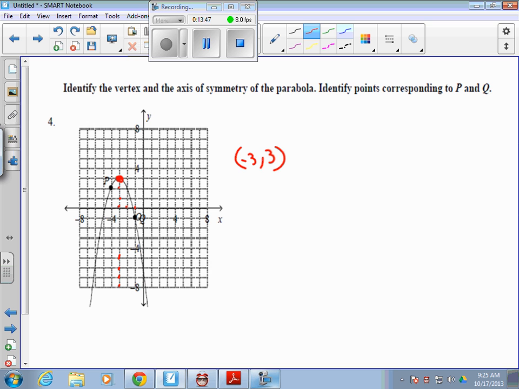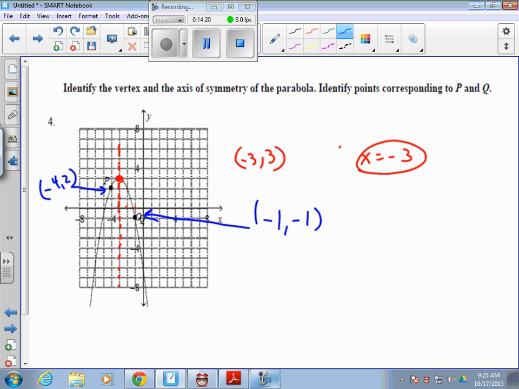That's this line here. That's your axis of symmetry. That axis of symmetry is just the x value for that. So that one would just be x equals negative 3 if you name that line. Then it says identify what P is and what Q is. So you could say negative 4, 2. And again, all you're doing is labeling that point, negative 4, 2. And Q's value is negative 1, negative 1. That's just labeling that value Q. So that'll be simple for you to do that.